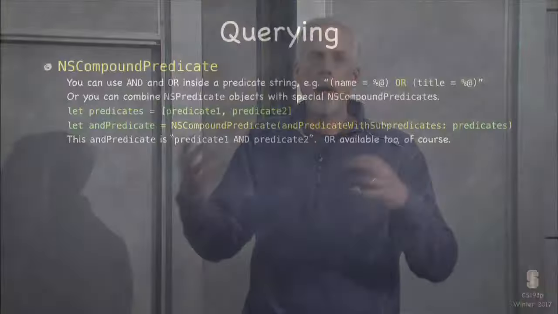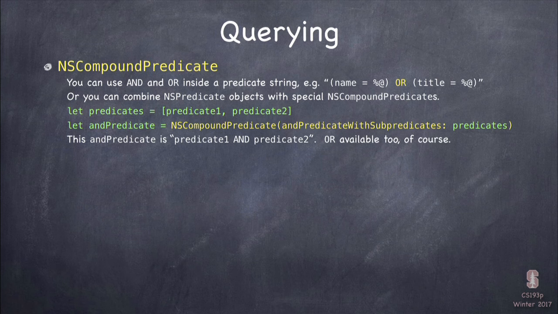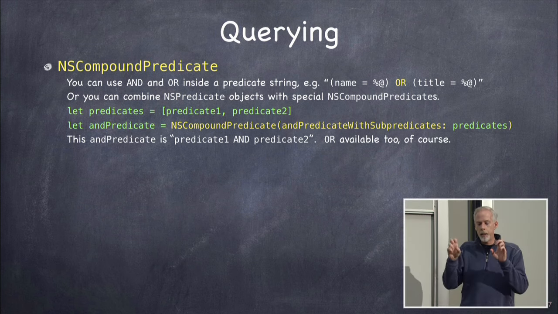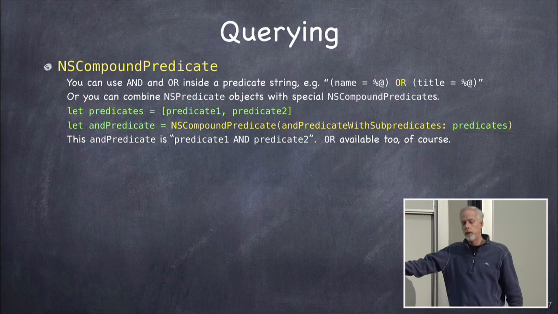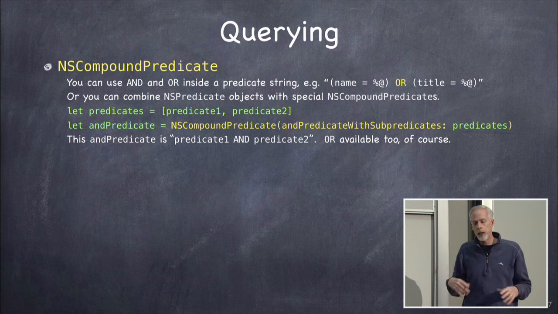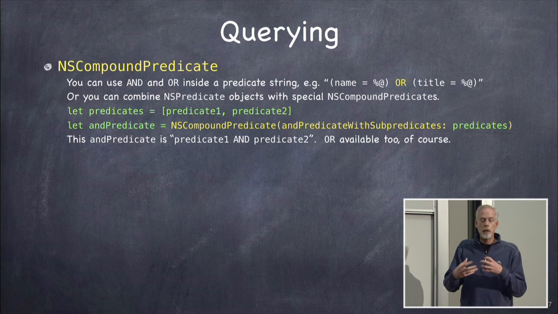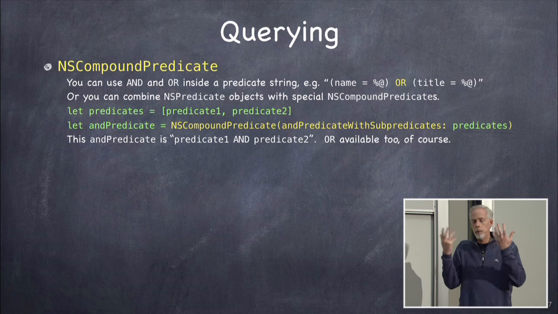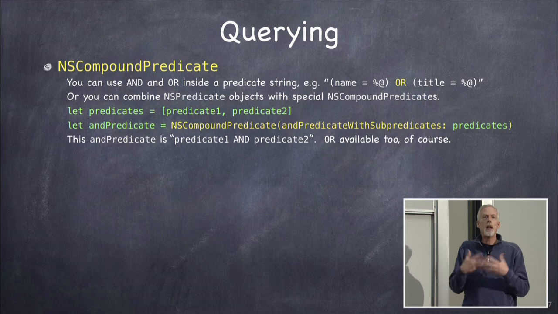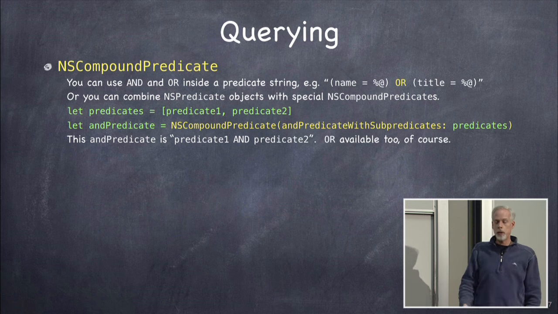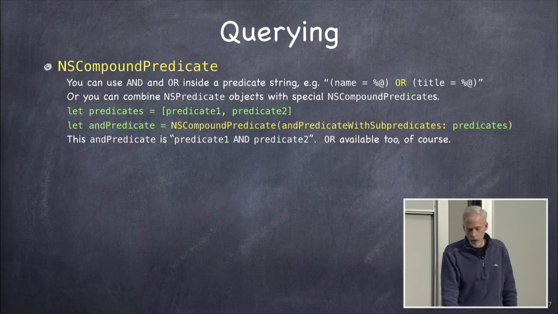Compound predicate. You can build a compound predicate like an and predicate or an or predicate. You could put or and and in the string, or you could create separate predicates and them together by creating an NSCompoundPredicate andPredicate with subpredicates. You just give it an array of predicates and it ands them together. Why would you ever want to do this versus just putting and or or in there? Well, maybe you're computing what the predicates are, depending on what the user clicked on or something, and so you want to add these things you computed together. All right?